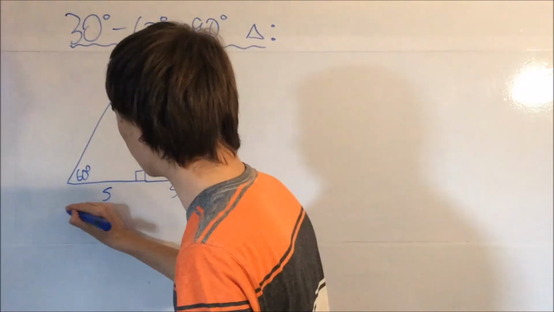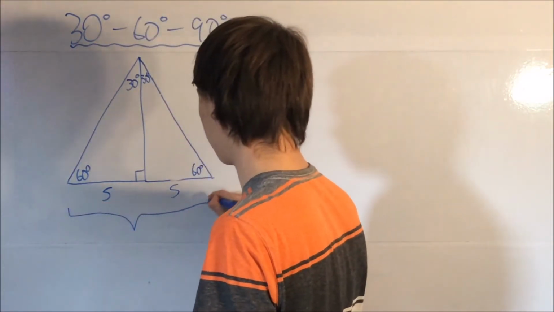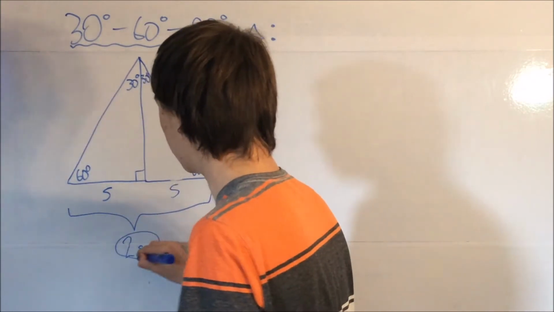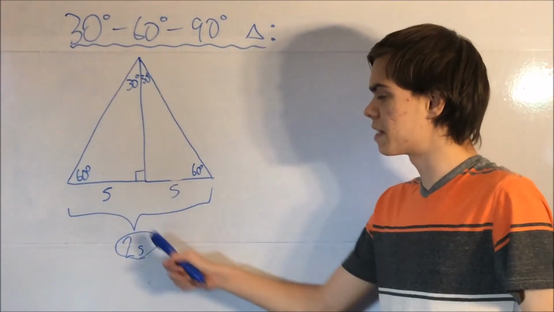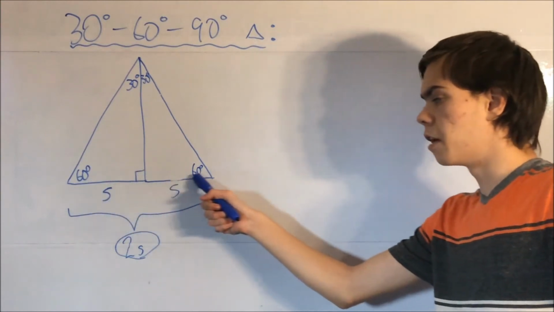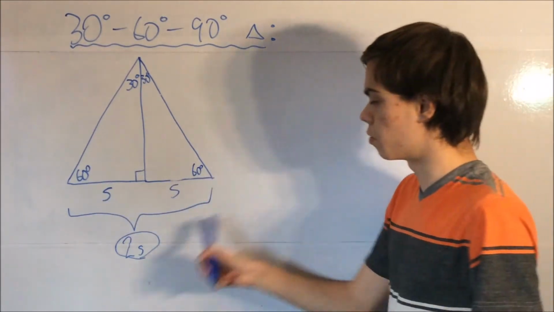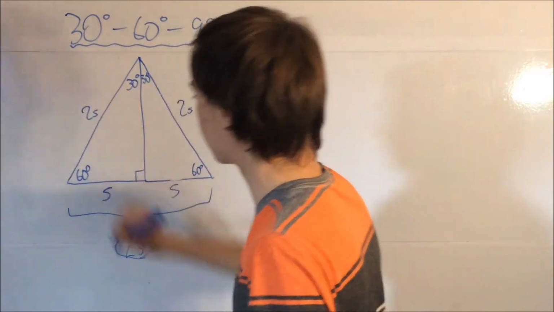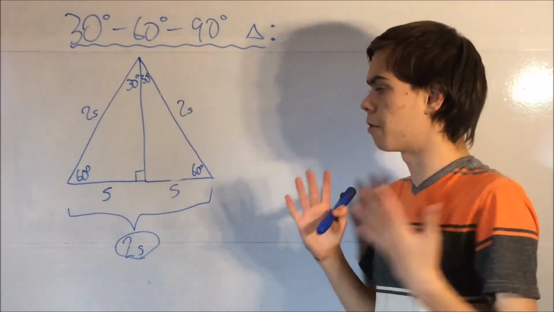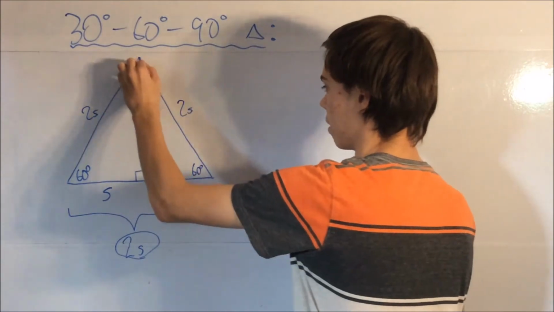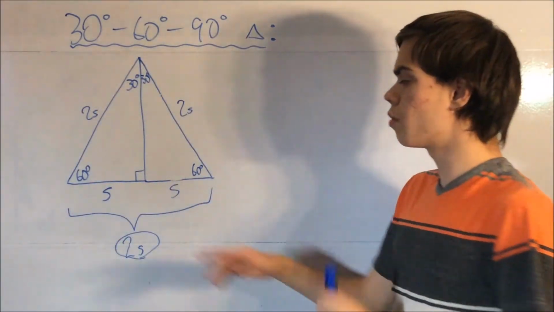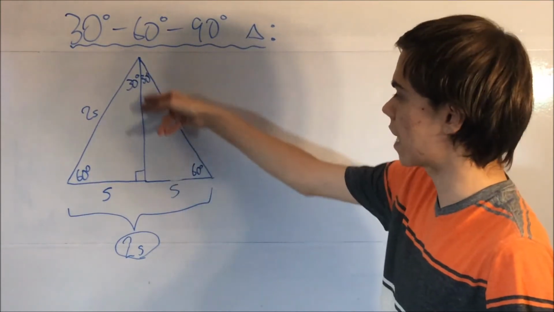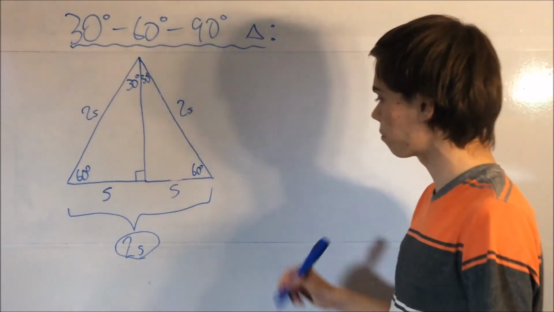Now, adding these two side lengths together gives us 2S. So this side length, 2S, represents the length of the side of the equilateral triangle that we formed. So this is 2S, this is 2S, and this is 2S. It represents the side length of our equilateral triangle right here. So knowing that this is S and this is 2S, we can now figure out what this side length is by the Pythagorean Theorem.